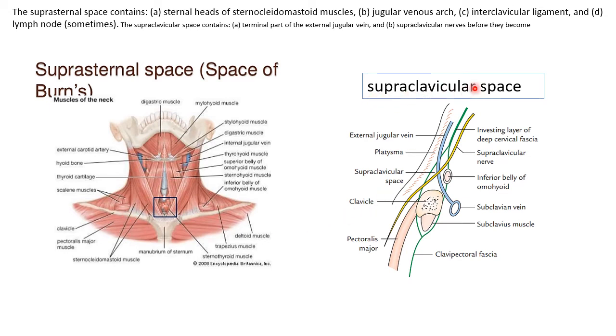This is the supraclavicular space. This is the clavicle, this is the subclavius muscle and the clavipectoral fascia, and this is the investing layer of the deep cervical fascia. This is the anterior layer attaching to the clavicle, and this is the posterior layer enclosing the inferior belly of omohyoid and then attaching to the clavicle. And this is the external jugular vein, and this is the supraclavicular nerve. So this is the supraclavicular space.